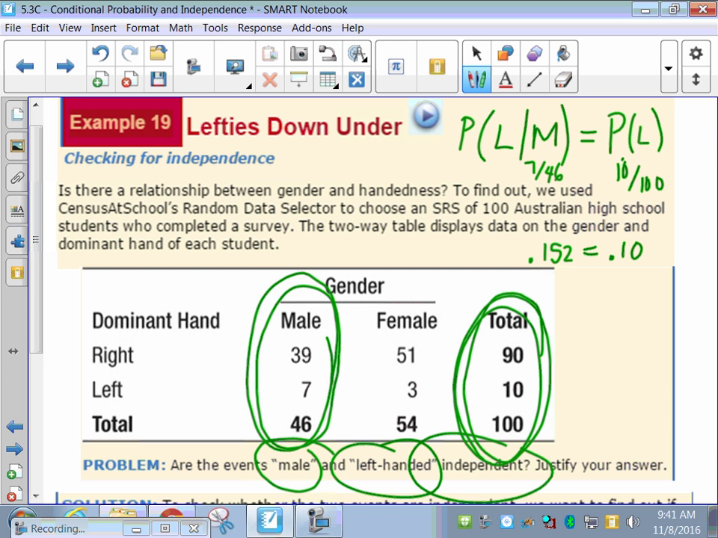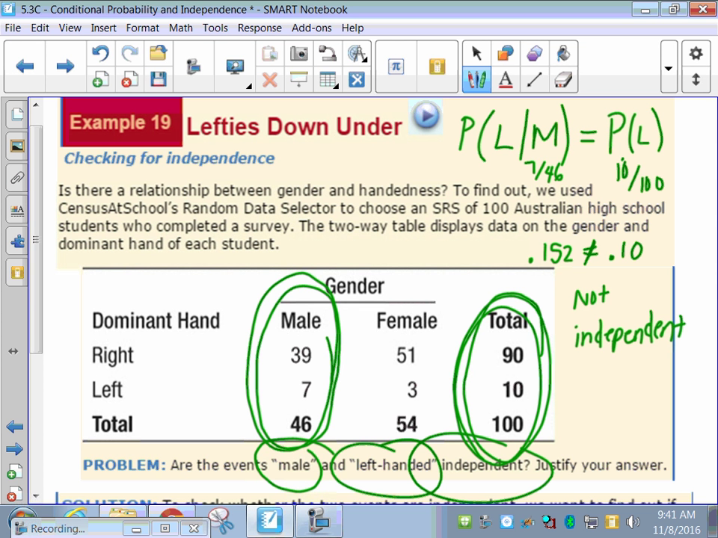In order to be independent, those have to be exactly equal. All right, exactly equal. So these are not independent events. Okay, what does that mean? So that means that there might be an association between being male and being left-handed. Might be. We're going to learn how close that has to be in the future, but for now you can just say they're not independent.